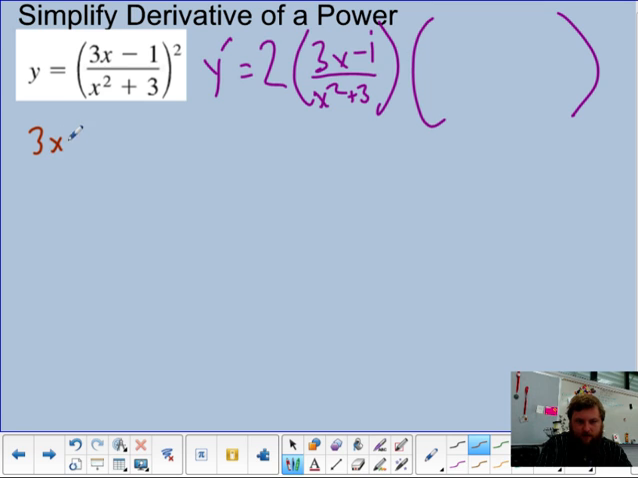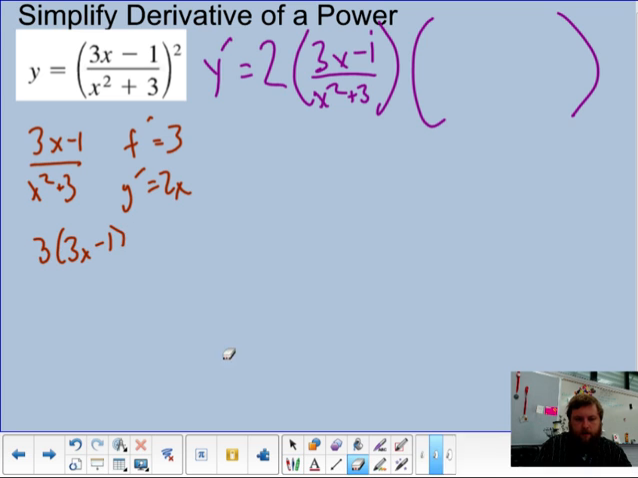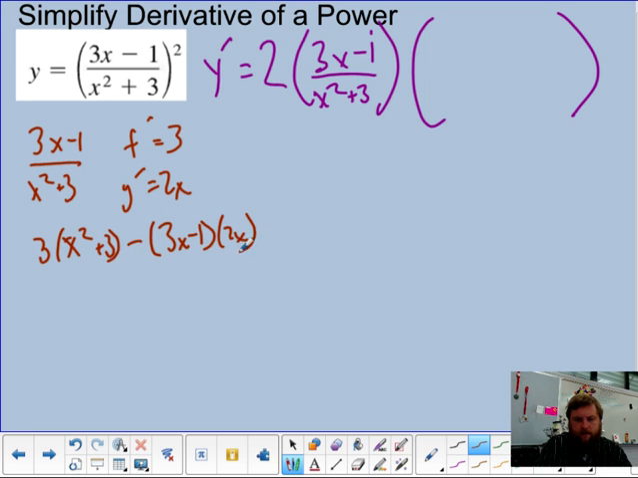I'm going to do this work on the side. 3x minus 1 over x squared plus 3. That means your f prime is going to be 3 and g prime is going to be 2x. So you have 3 times x squared plus 3, minus 3x minus 1 times 2x, all over x squared plus 3 squared.